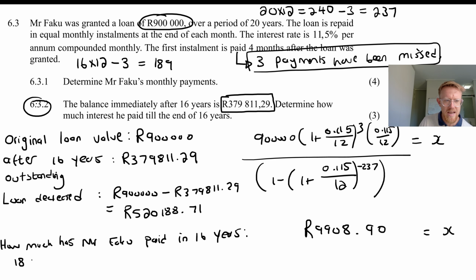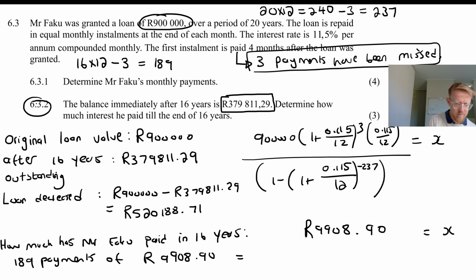So 189 payments, each one being 9,908 Rand and 90 cents. So how much is that? Well, you could say 189 times 9,908.90. So this guy's paid 1,872,782.10.